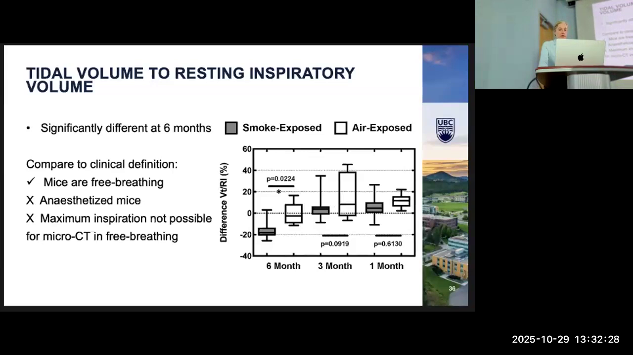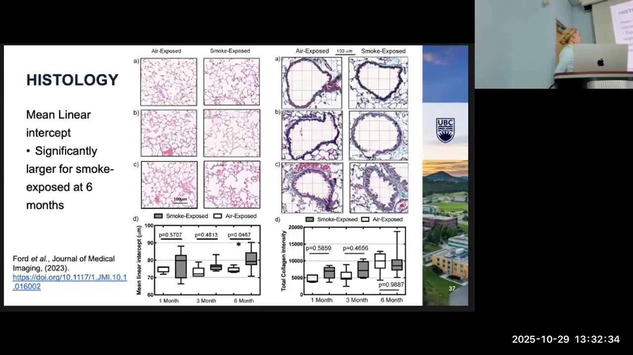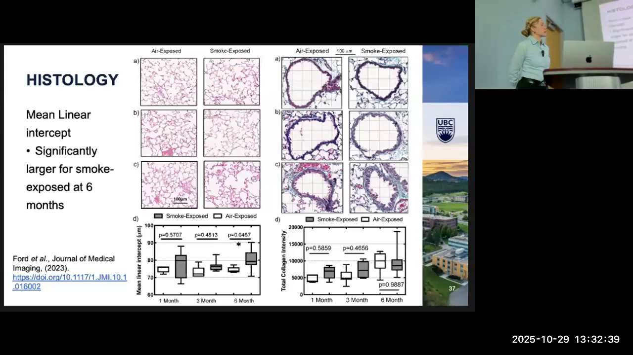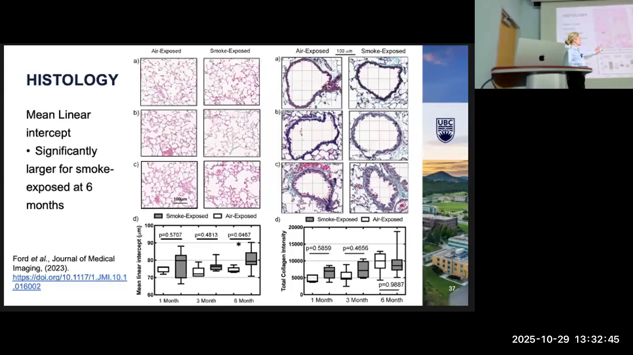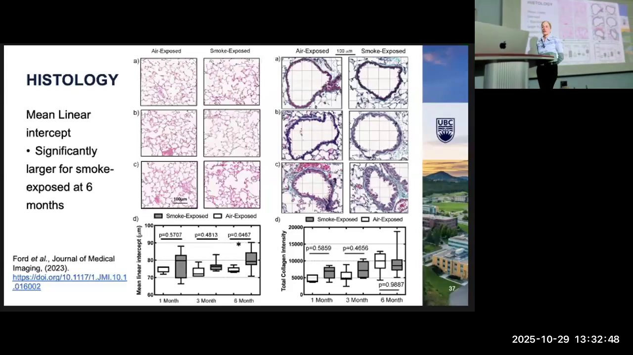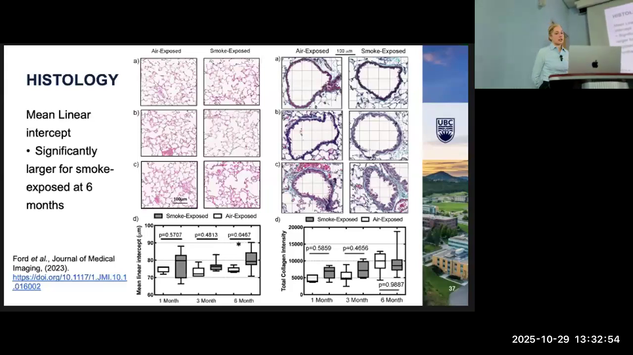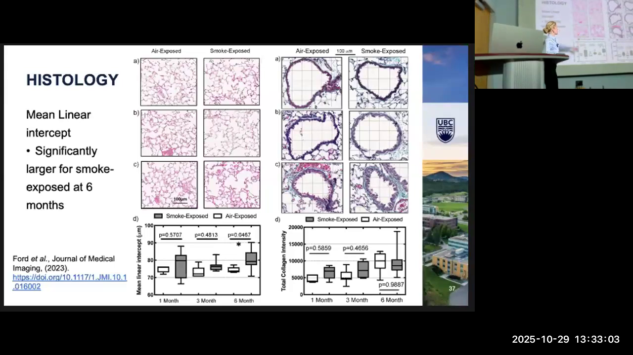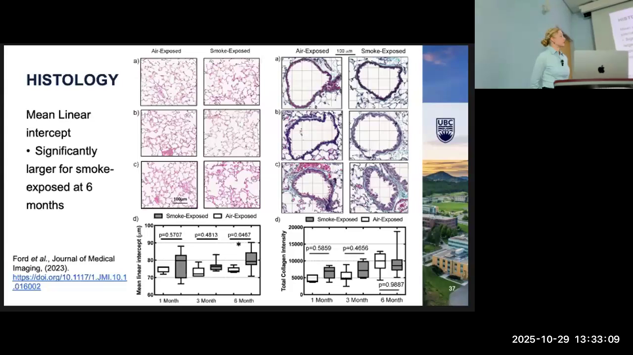We also did histology in these animals. In the histology, the top row is our 1 month, the middle row is the 3 month, and the bottom row is our 6 month exposure groups. We have the air exposed on one side and the smoke exposed on the other. The first set of panels that are fairly pink are H&E stained. All the connective tissue is pink, and so you can see really well all of the alveolar spaces with a nice tissue all the way around for air exchange.